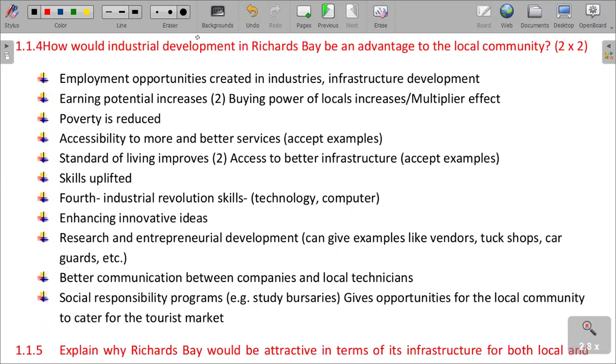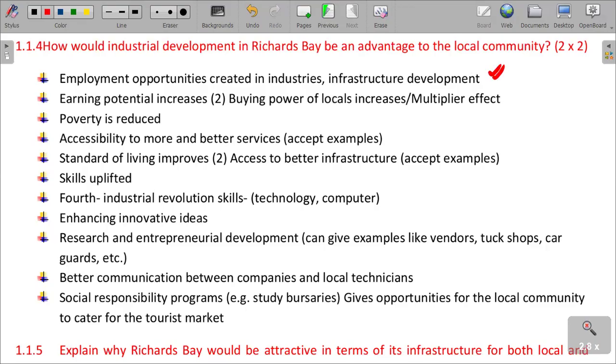Next question is saying, how would industrial development in Richards Bay be an advantage to the local community? How does it benefit the business, the industrial development that is taking place in Richards Bay? How can it benefit the local community? So we are talking about the local community benefiting from this. How can that benefit? We talk about obviously creation of employment in industries and infrastructure development benefit those people.